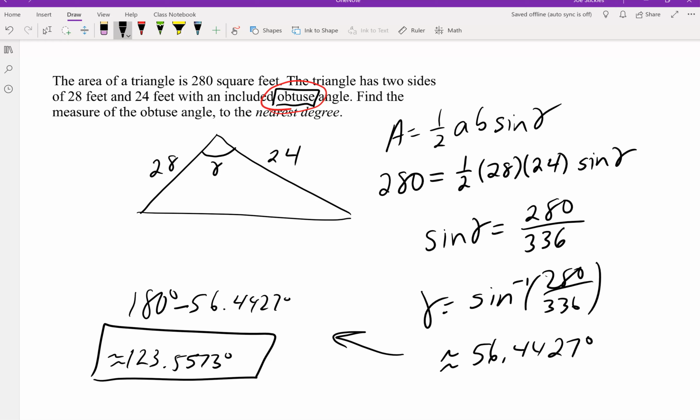None of this work was wrong. This work was all good. Just remember that inverse sine always gives us an angle between negative 90 degrees and 90 degrees, negative pi over 2 and pi over 2. That's not obtuse. So since this was between 0 and 90, I had to go find the one between 90 and 180 by finding its supplement, by subtracting it from 180 degrees.